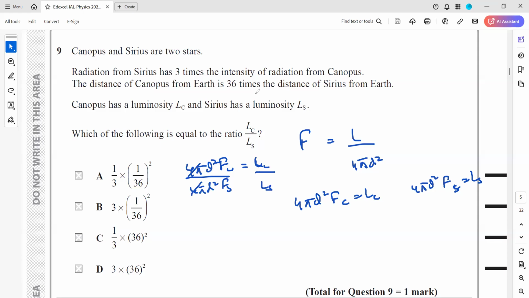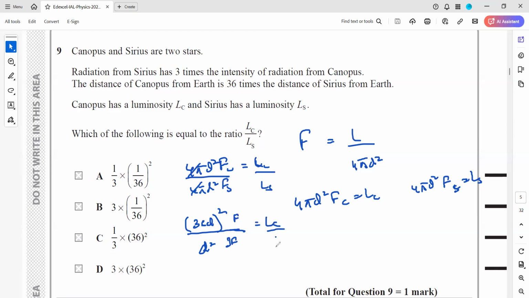4 pi will cancel. The distance for Canopus is 36 times the distance of Ceres from Earth, so this is 36d whole square, and this is d square. The radiation flux from Ceres is 3 times the radiation flux from Canopus. If this was F, this is 3F.